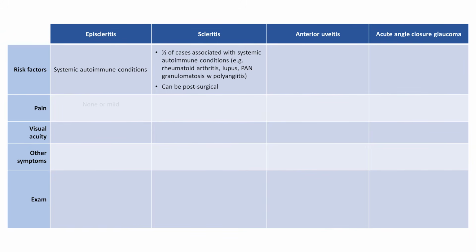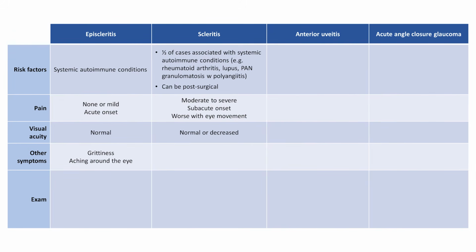Pain in episcleritis is either absent or mild in severity, but the onset is acute, whereas the pain in scleritis is moderate to severe, but comes on more gradually. Also with scleritis, pain is worse with eye movement. Visual acuity is normal in episcleritis, but can be either normal or decreased in scleritis. Episcleritis is associated with a grittiness and aching in the eyes, more so than pain. Patients with scleritis can experience photophobia, fever, and headache.